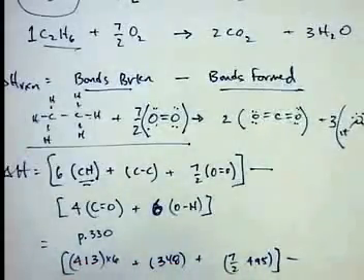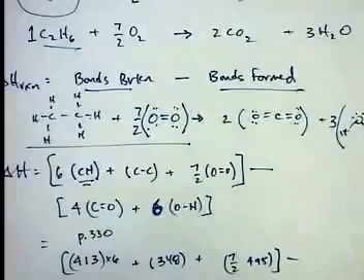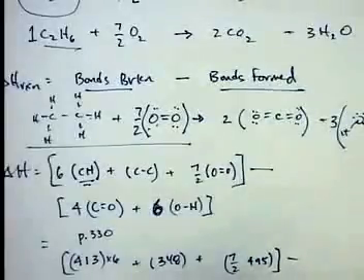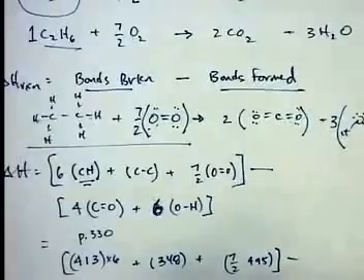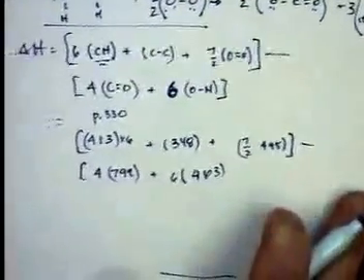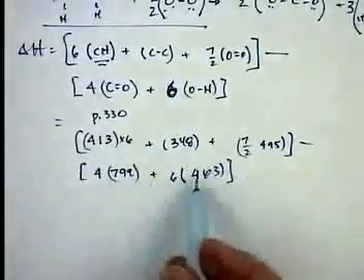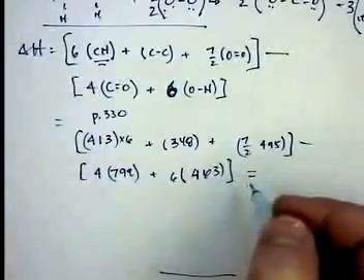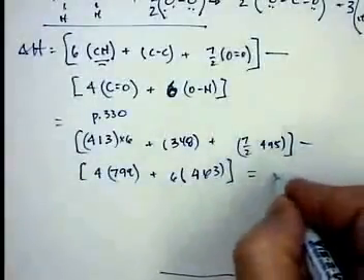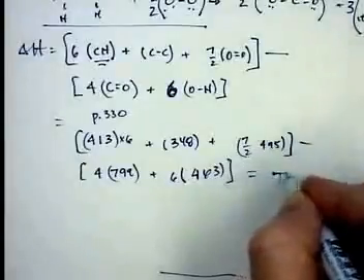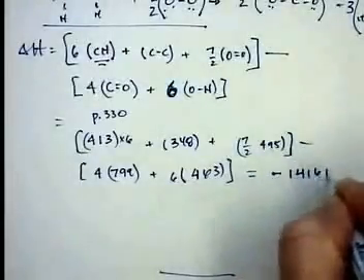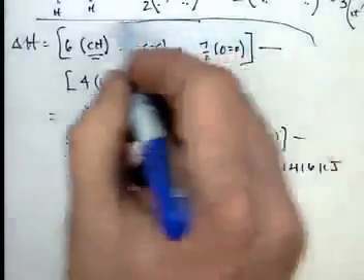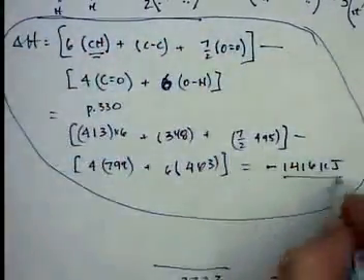Subtract from that the bonds formed. 4 times a carbon-oxygen double bond, 799. And 6 times an oxygen-hydrogen single bond, which is 463. These are our bonds that are formed. So bonds broken minus bonds formed will end up giving us, if I punch this into the calculator really quick, an enthalpy change of approximately negative 1,416 kilojoules.